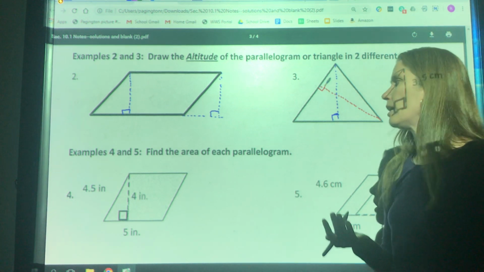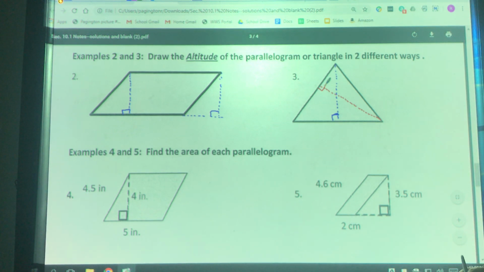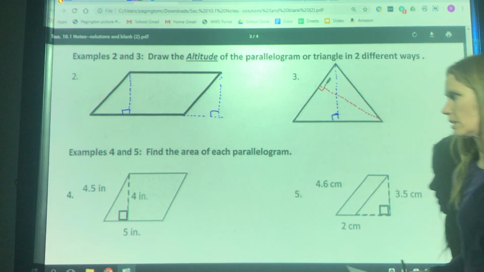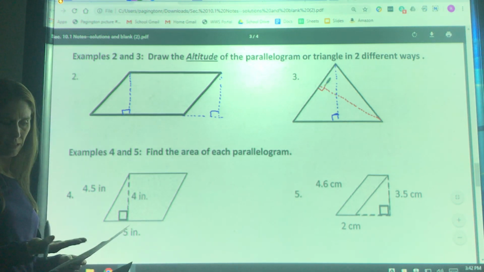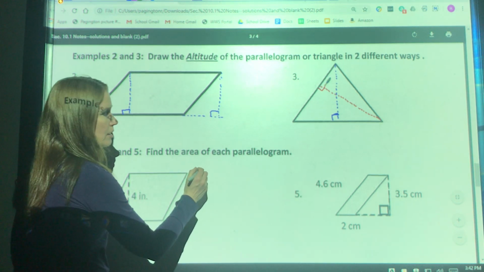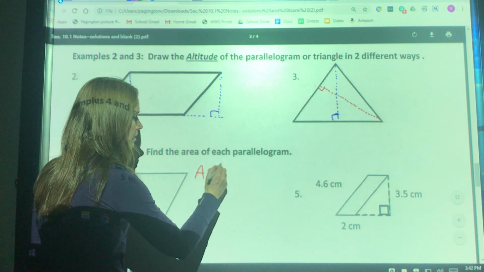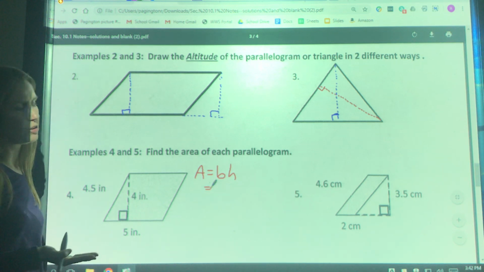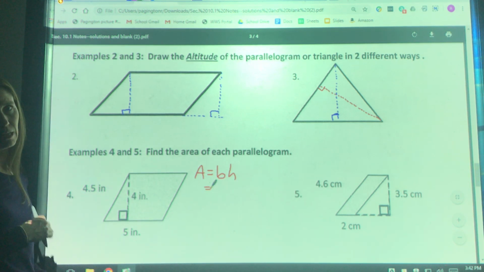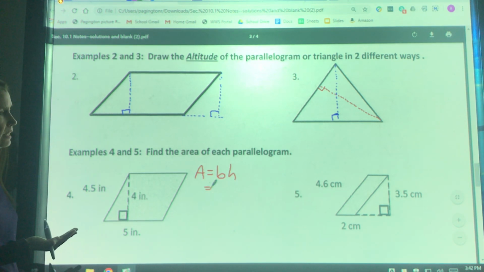All right. Now if we go and look at examples 4 and example 5, it says find the area of each parallelogram. So again, it's telling me it's a parallelogram, so if I look at my formulas at the top, I see that area of a parallelogram is base times height. And you just want to make sure, sometimes they give you more information than you need, and you want to make sure you pick the right numbers to plug into the formula. So again, base and height have to form a right angle with each other.